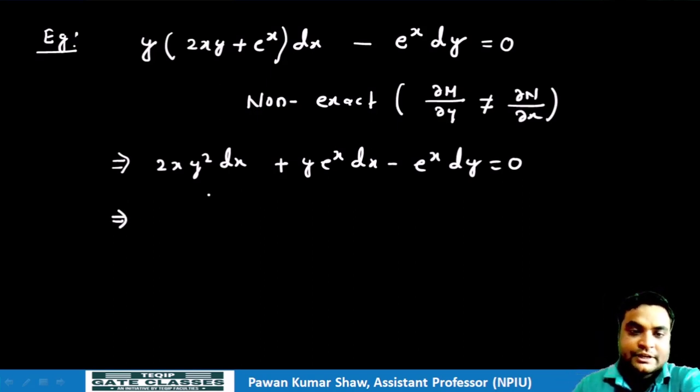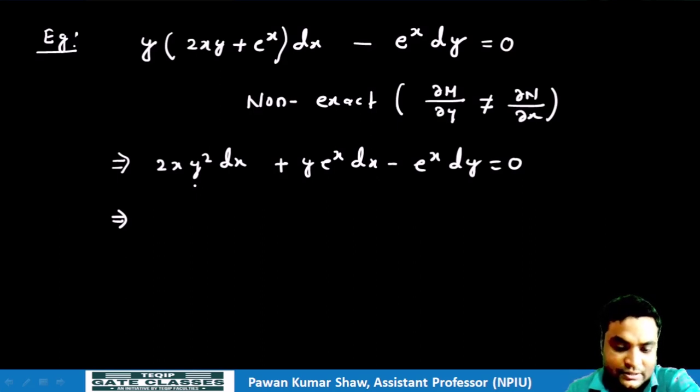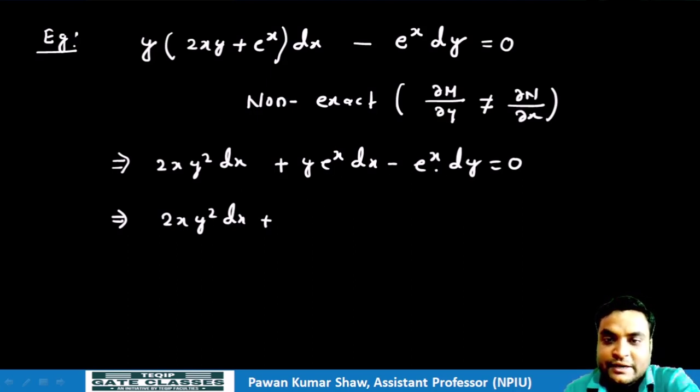Okay, now I am taking the second term and the third term, so it will be 2xy² dx. If you notice the second term and the third term, it's y e^x dx minus e^x dy. So this expression I am taking together.